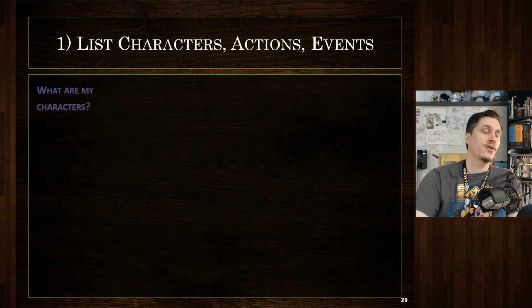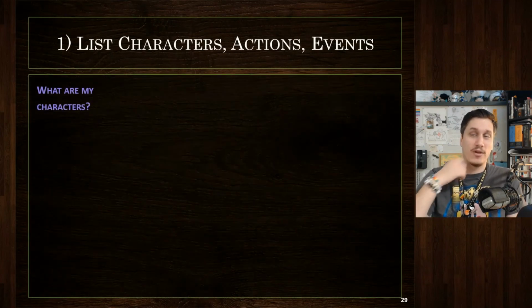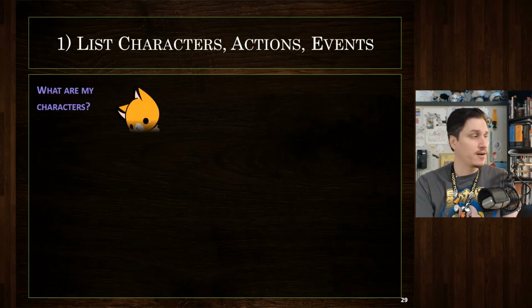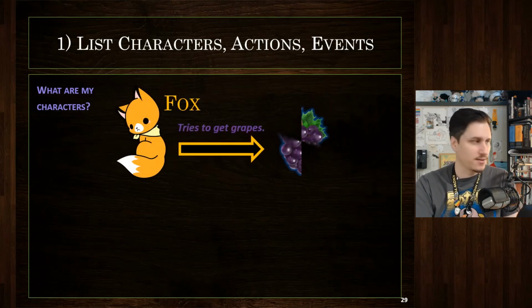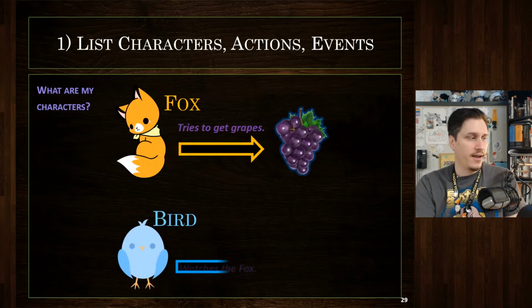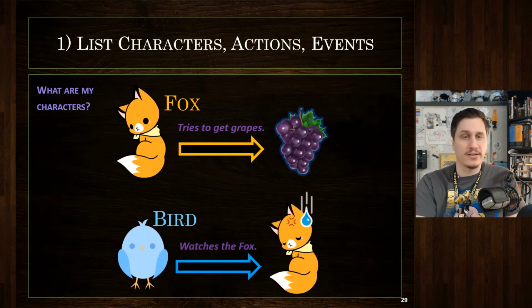So first things first, who is my main character? If you were like, well, bro, it's the fox, you are correct. Okay, what does my fox do? Look how adorable he is. What's my fox do? He tries to get some grapes. How does he end up in the end? He doesn't get them. My other character is a bird. And what does my bird do? My bird watches the fox. Look how sad he is. It's so sad. Oh my God.